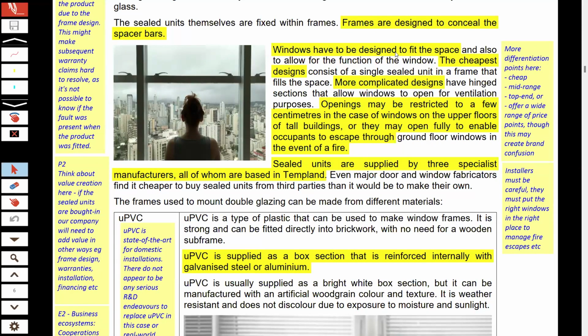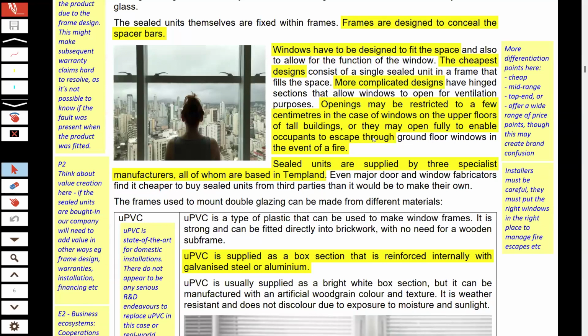Windows are designed to fit the space and to fit the function that is required. The cheapest designs are a single sealed unit that has no opening parts. So the cheapest thing that a customer could order would be one big window that does not open. But more complicated designs that might suit the customer would have sections that open, hinged, to allow for ventilation. In a house, you might be able to open those sections of window as far as you like. But in buildings like office blocks and hotels, there's usually a restriction on how wide those windows can open so that people can't fall out. So the construction of that window, and making sure that it meets the needs of the customer and the spec of what the customer said they want, is very important.